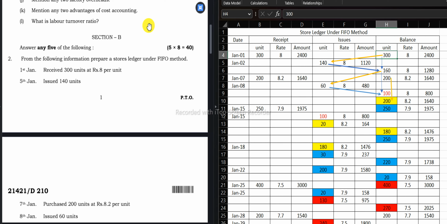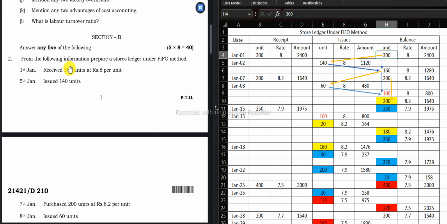Now here 1st January, what we have purchased, we received 300 units at rupees 8 per unit. So the transaction is January 1st. Under receipt we received 300 units and rate is 8 rupees. The amount is now 2400. 300 into 8 will get 2400. Now we are going to take same under balance also. Once we received the things, we need to take under balance. 300 units at rupees 8 and amount becomes 2400.